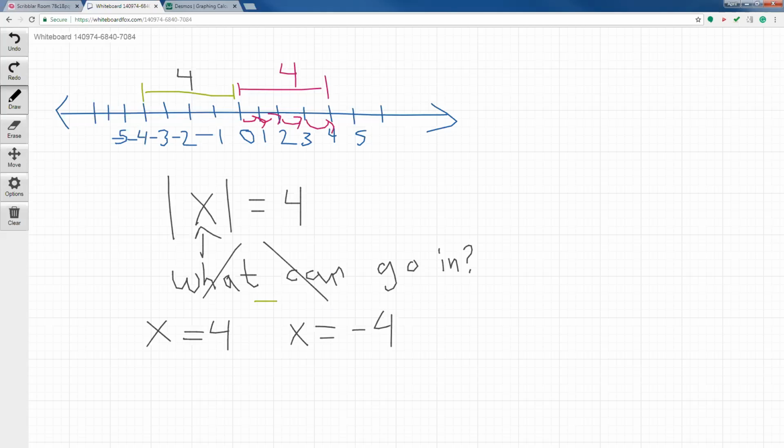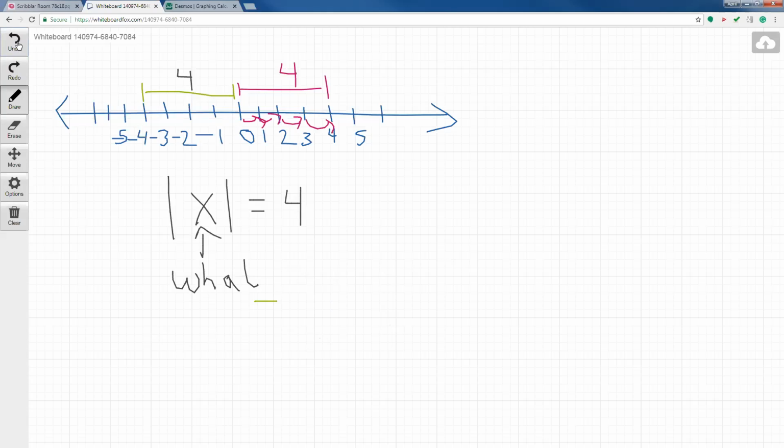So let's take that one step further. Forgot I had a back button. I'm going to just back button this.